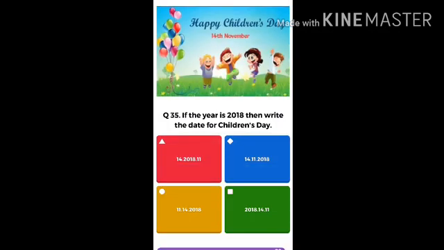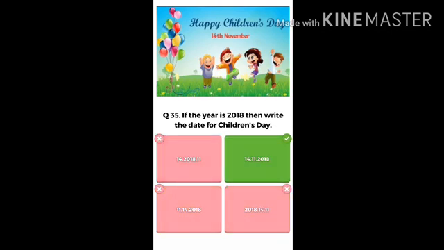We celebrate Children's Day on 14th November every year. If the year is 2018, then write the date for Children's Day. For this, first of all, we will write date, then the number of the month, and finally we'll write the year. So the answer is 14.11.2018.